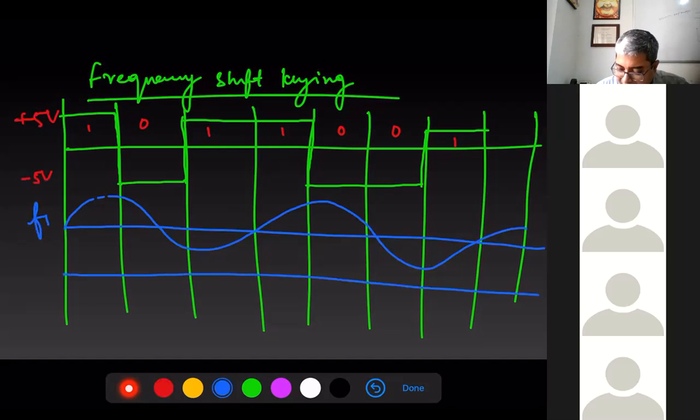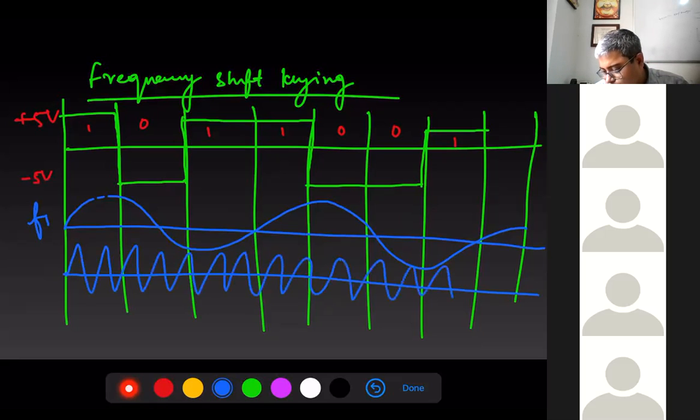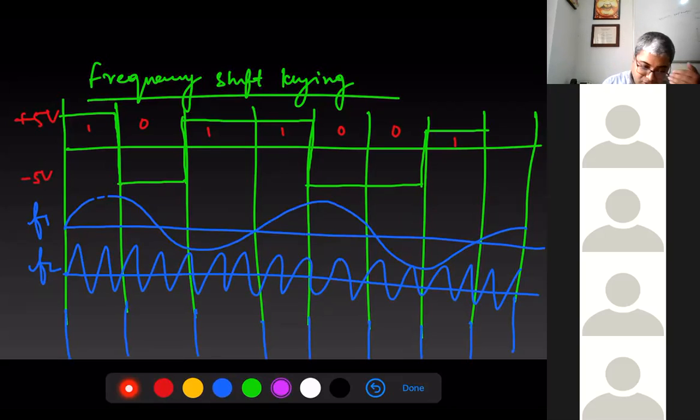Another I am taking a high frequency, F2. Now what I will do is, when digital bit 1 comes, I will pass the low frequency. Whenever digital bit 0 comes, I will pass the high frequency. Whether 1 is represented by high or low depends on you only.